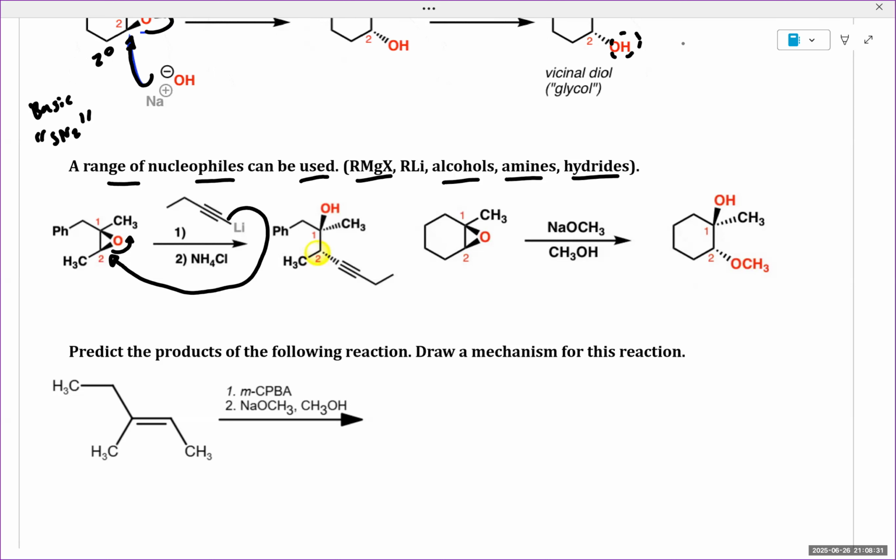You can also use something like sodium methoxide. In this case, again, we attack and open the epoxide from the least substituted position on the opposite face to the epoxide.